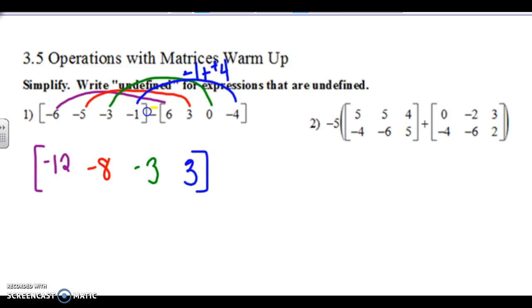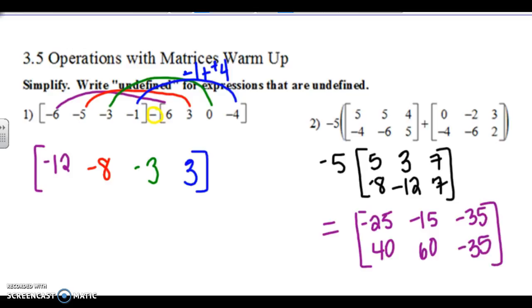Just a reminder that this one is subtraction. And so you can see I drew the connections. And when you subtract each one of those, you should get the color coordinated answer. On the blue one, make sure that you recognize that's -1 minus -4, which gives you plus 4, and your answer is 3.